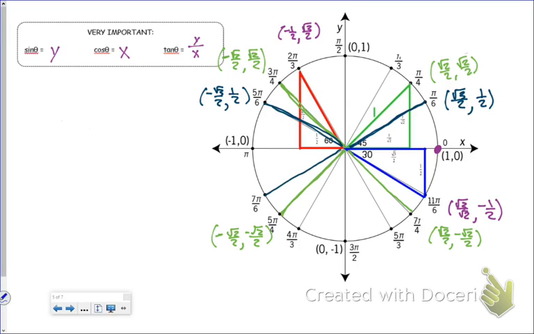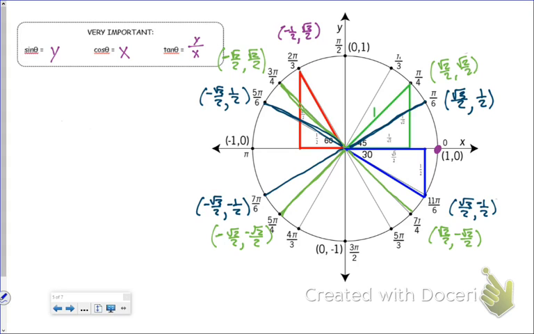7 pi over 6, negative root 3 over 2, negative 1/2. And then we've already filled in our 11 pi over 6, which is root 3 over 2, 1/2.